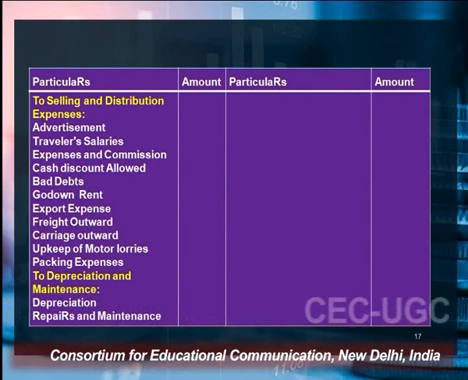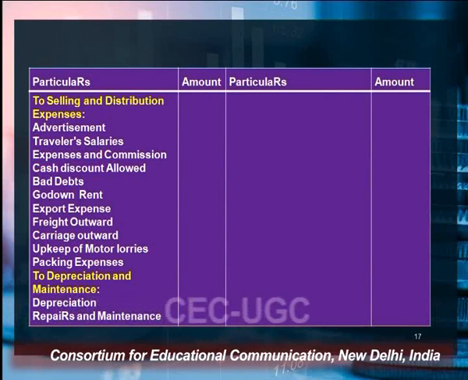So it includes godown rent of the finished goods. We are not talking about the godown rent of raw materials, or the rent of the factory. Export expenses, since these are related to sales, are also under the head of selling and distribution expenses.